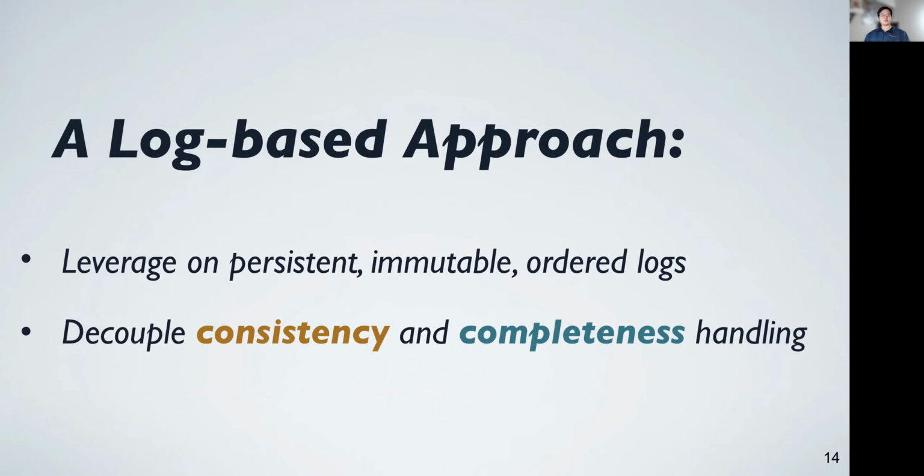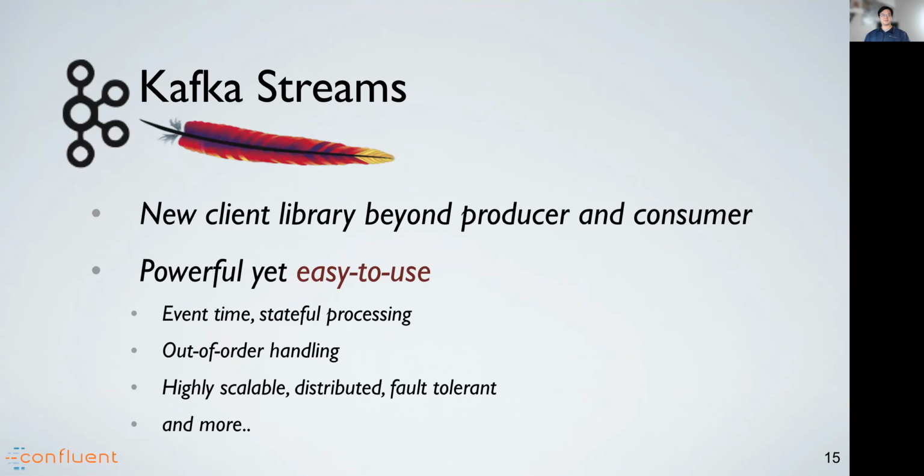And in addition, by relying on upstream emitted records to also be buffered in Kafka logs, we do not need to always block emitting, but can reprocess and revise them when out-of-order data does occur. And hence, we can effectively decouple the handling of consistency and completeness.